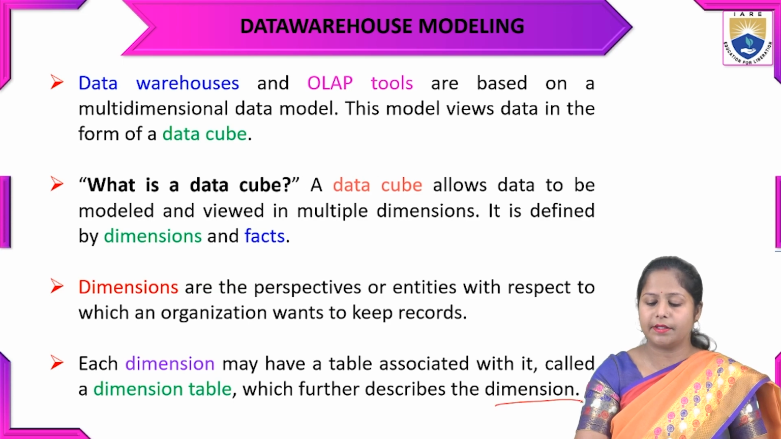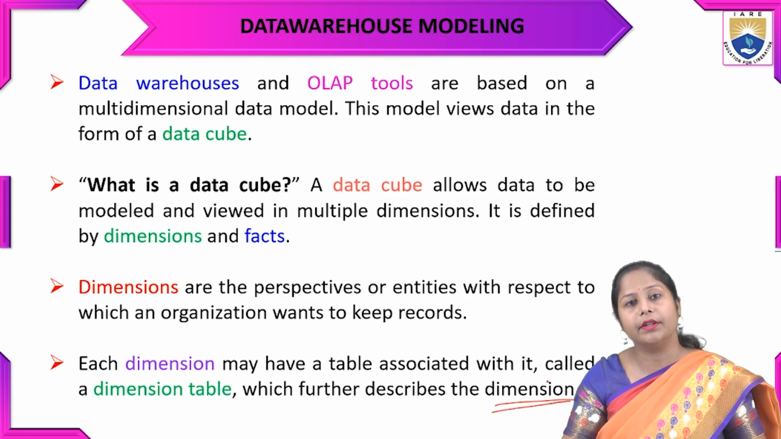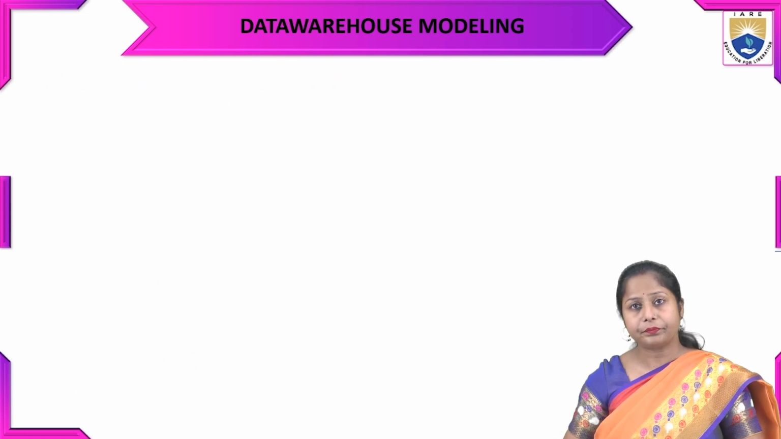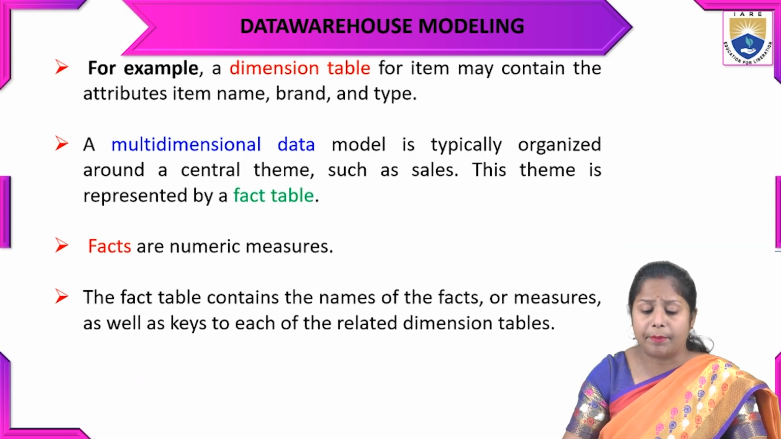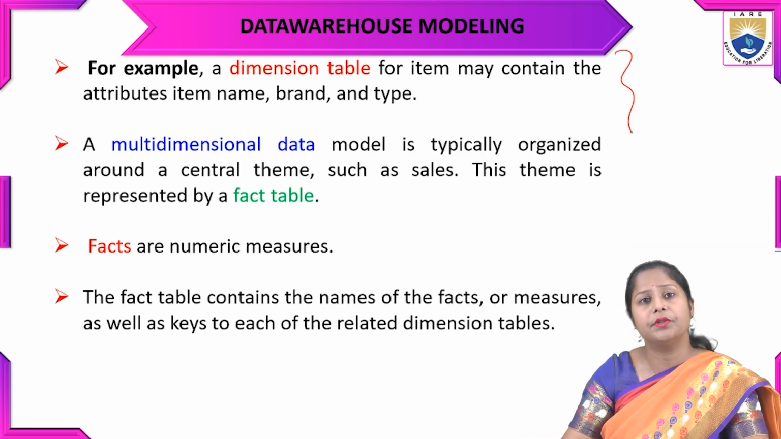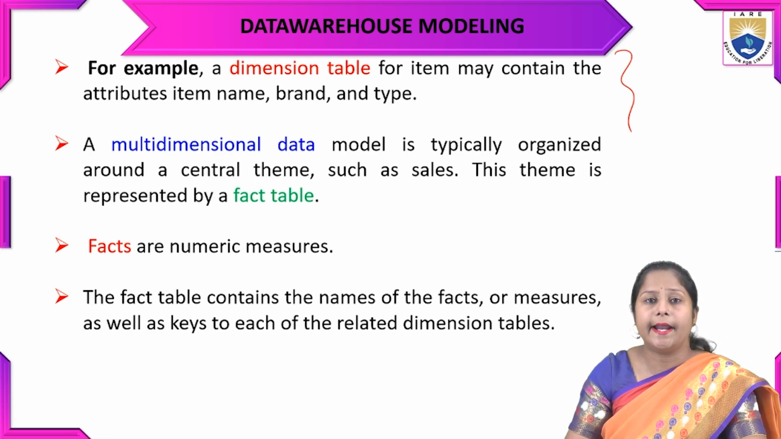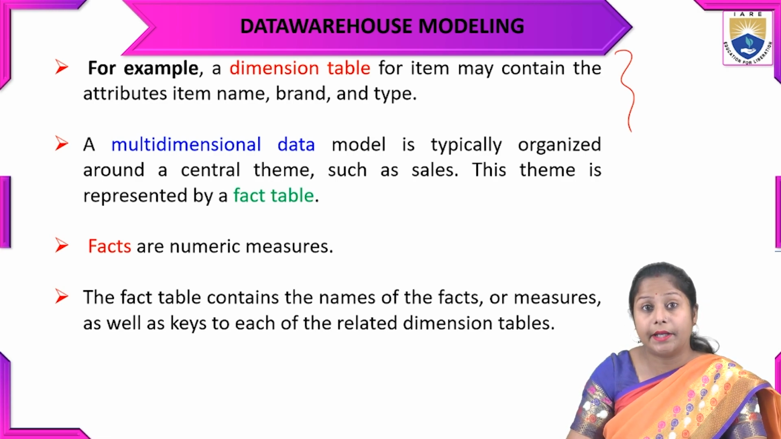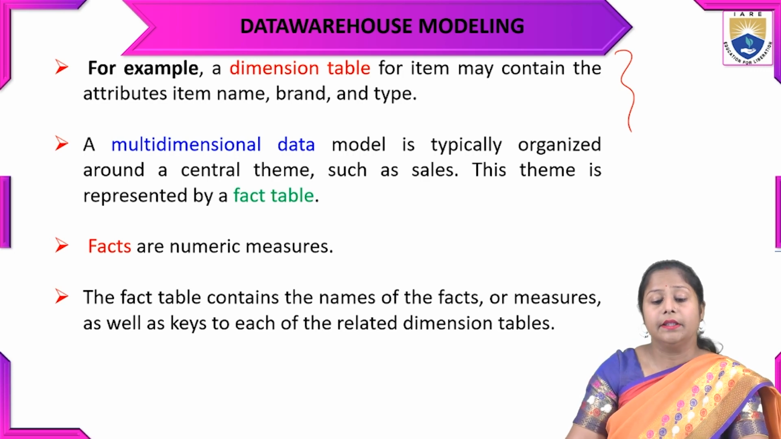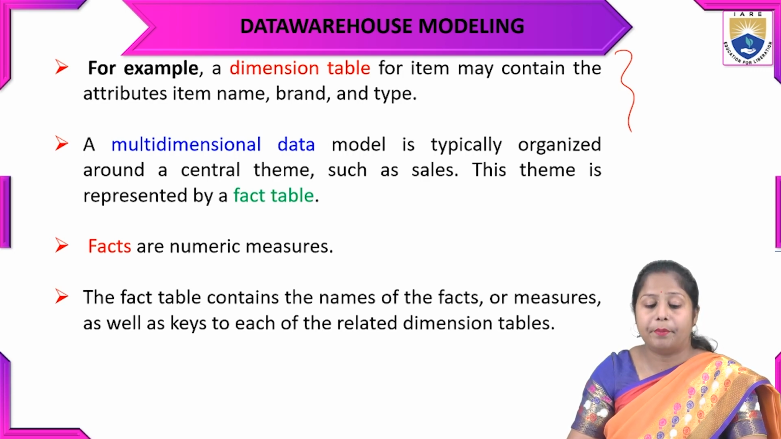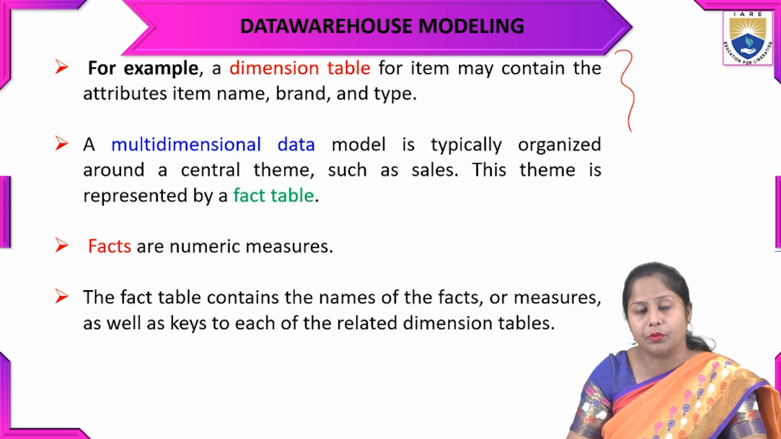So the dimension term is associated with the dimension table. For example, a dimension table for item. Suppose one dimension is item, that may contain attributes related to the item: the item name, the brand, and the type. That will be the dimension and dimension attributes.